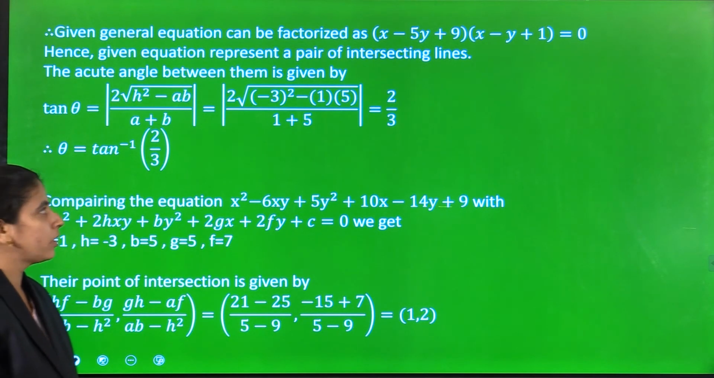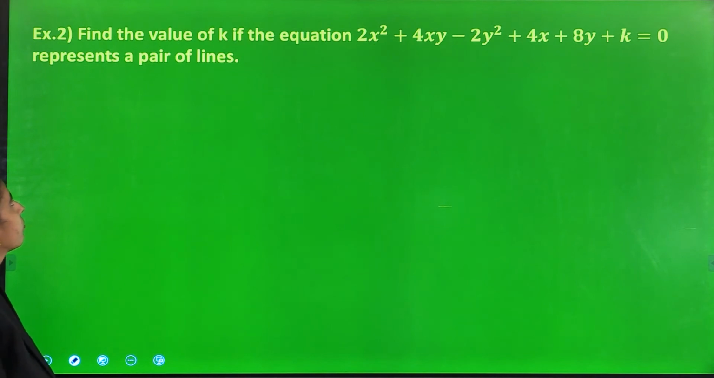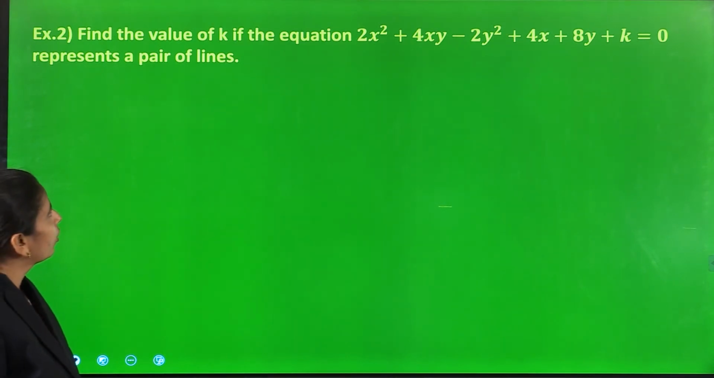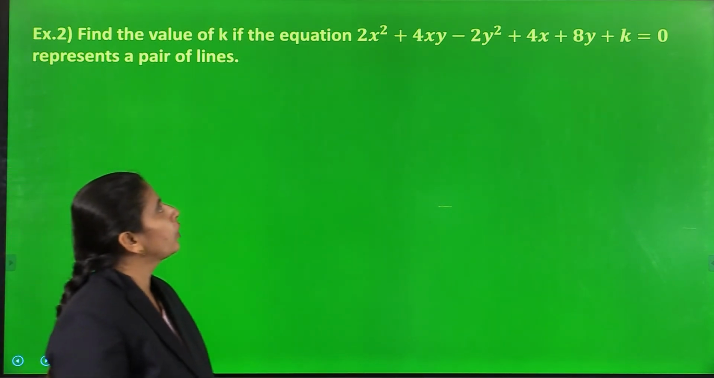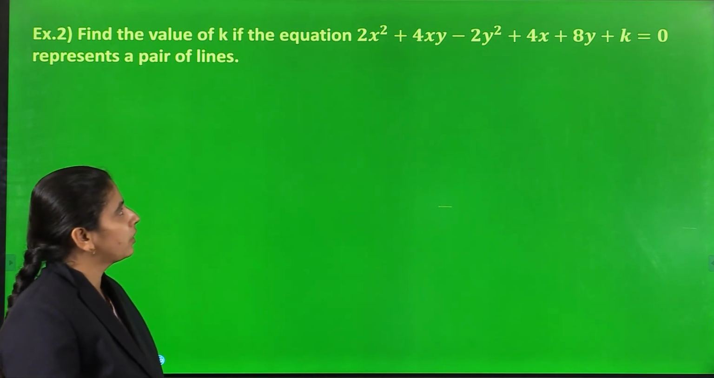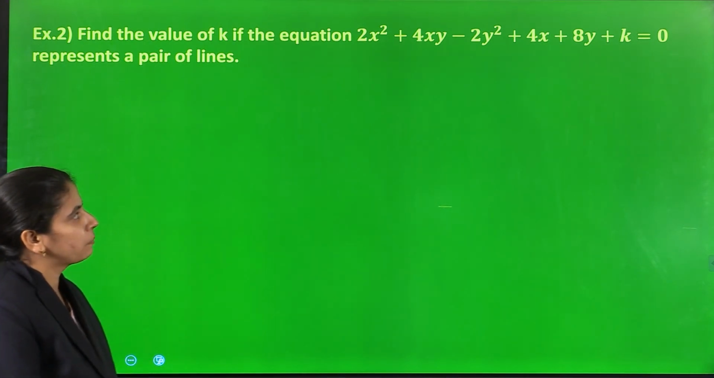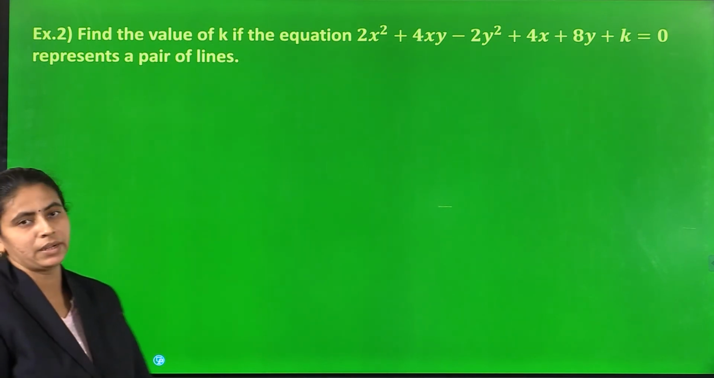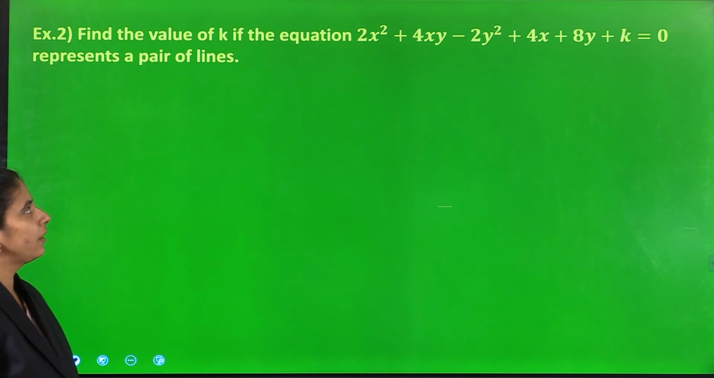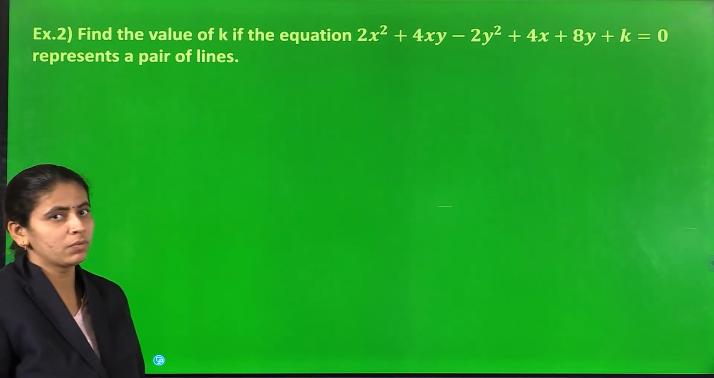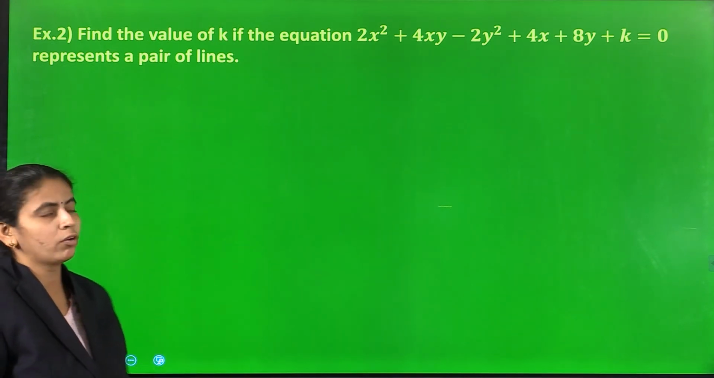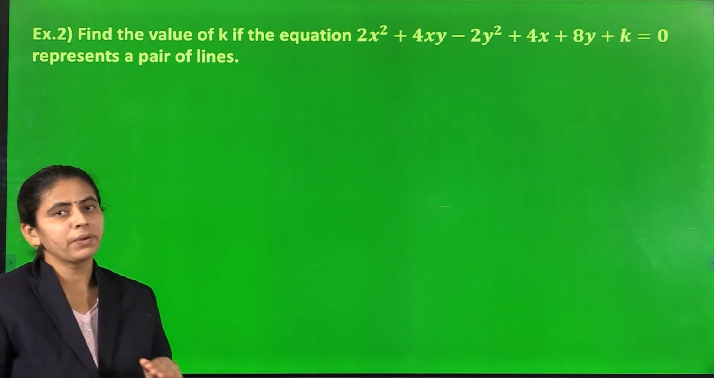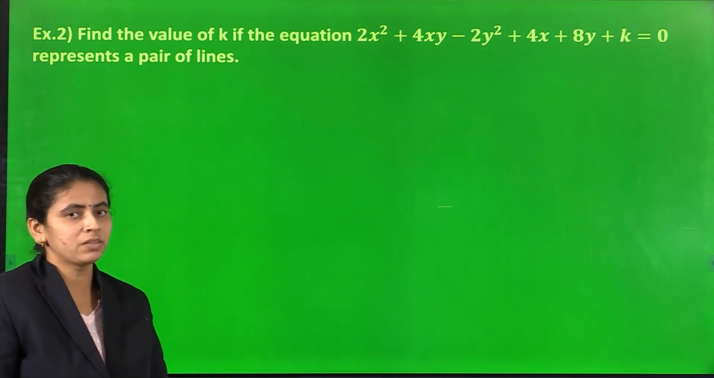Okay, now we study the second example. Find the value of k if the equation 2x square plus 4xy minus 2y square plus 4x plus 8y plus k equal to 0 represents a pair of straight lines. Here we have to find the value of k. The given equation represents a pair of straight lines means what?